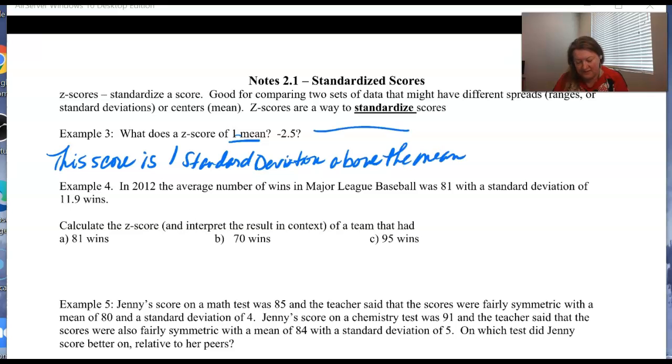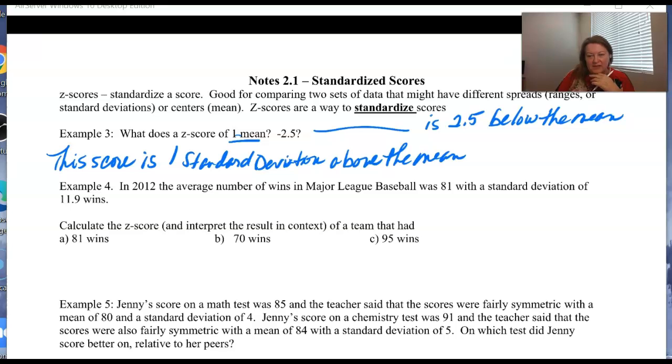Okay, this one means that the standard score is 2.5 below average, below the mean. Now notice I did not say it's negative 2.5 below. Okay, it's 2.5 away from the mean in the negative direction, so left, so below the mean.